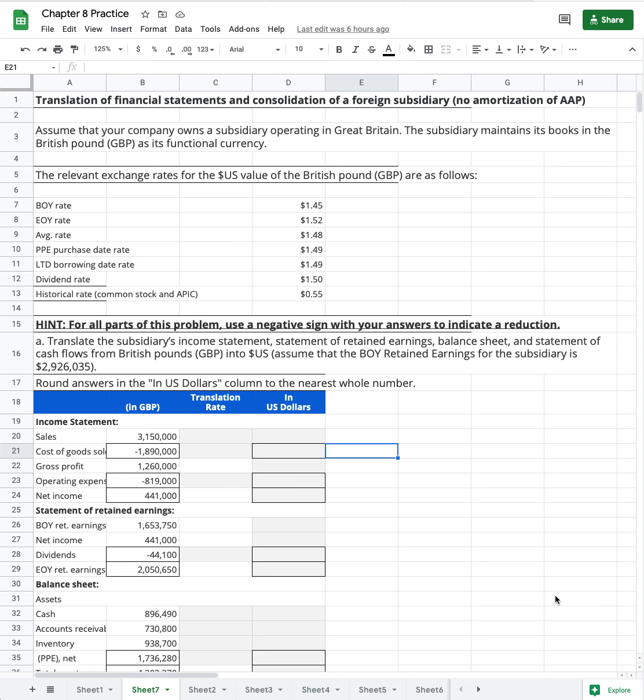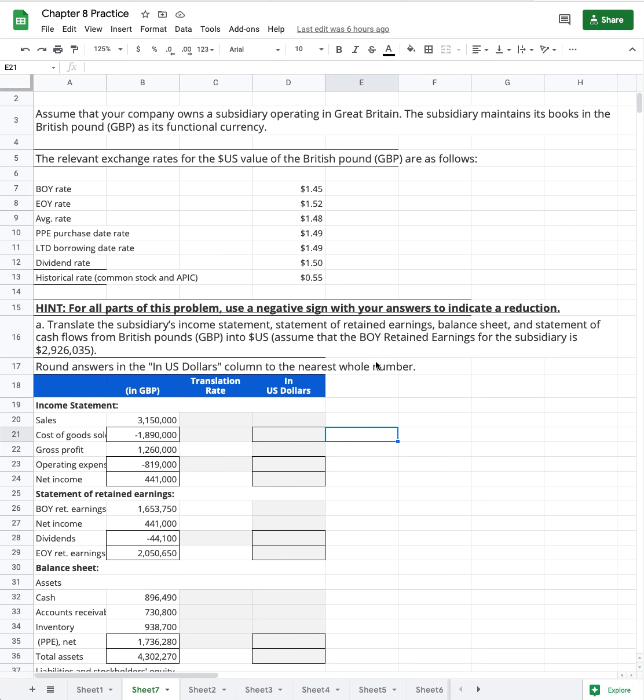Translate the subsidiary's income statement, statement of retained earnings, balance sheet, and statement of cash flows from British pounds to US dollars, assuming that the beginning of year retained earnings for the subsidiary is $2,926,035. Round answers in the US dollars column to the nearest whole number.